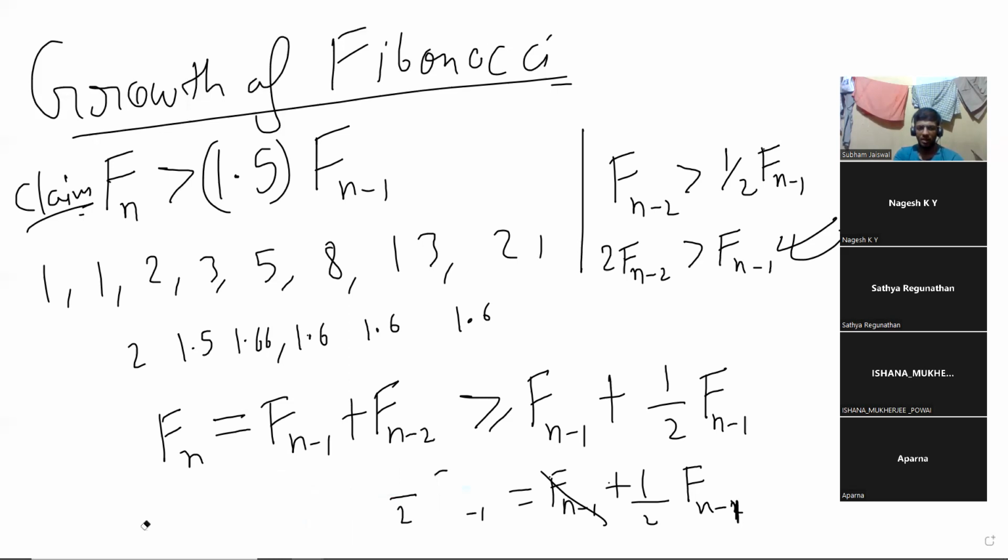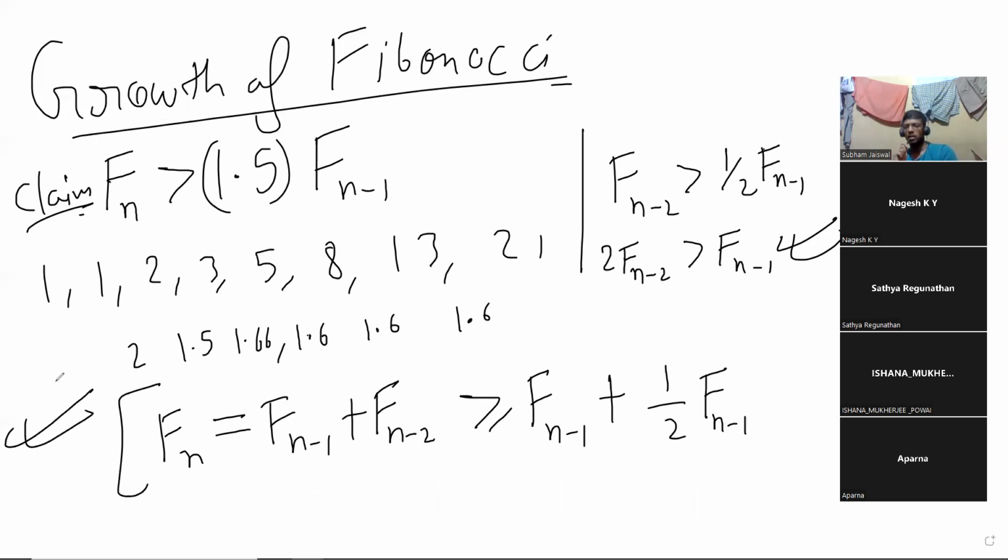If this argument so far is clear, we are given sort of two arguments, so don't confuse. Is my first argument clear? Later on you can think of more arguments, that's a different thing, but are you understanding this argument? That the previous two terms we are using, and the n minus 2th term is not less than half of Fn minus 1. So it's bigger than half of Fn minus 1, and then we are done.